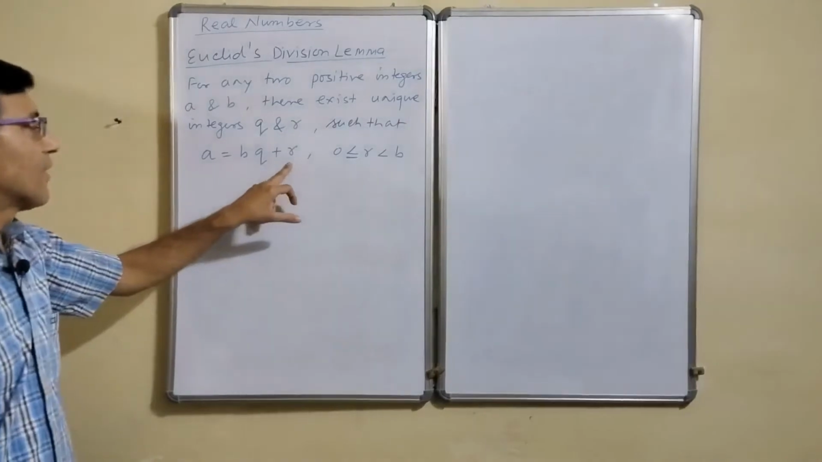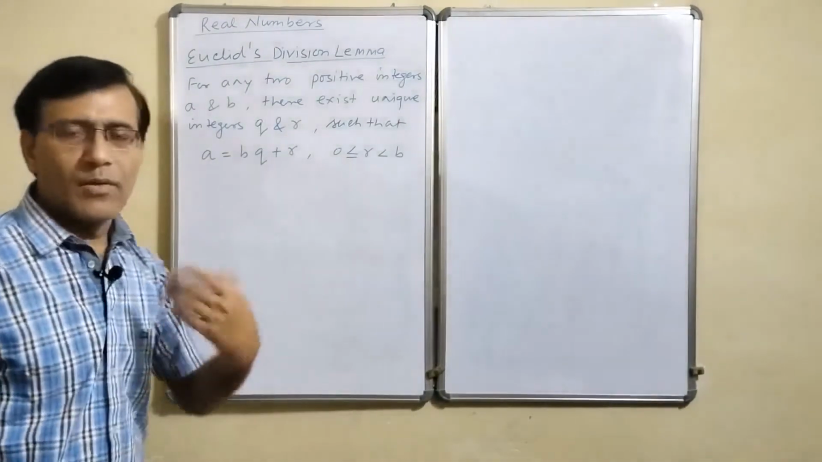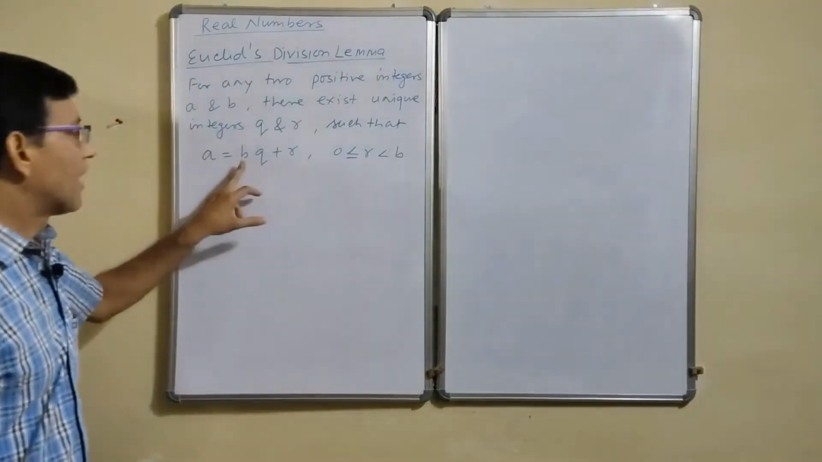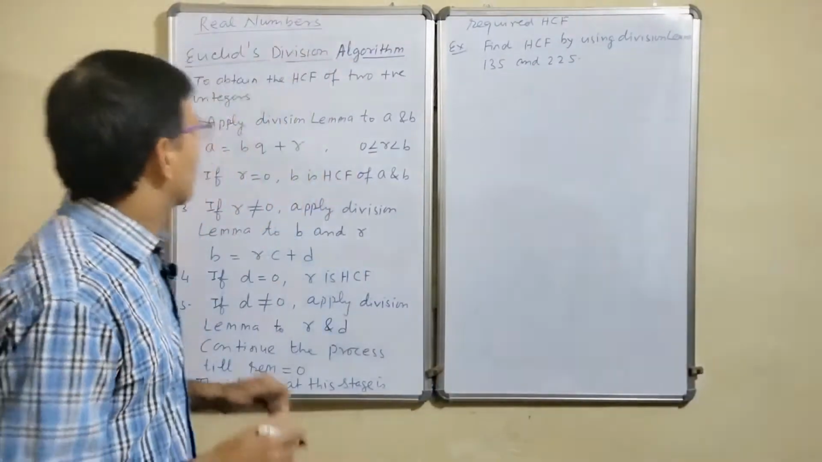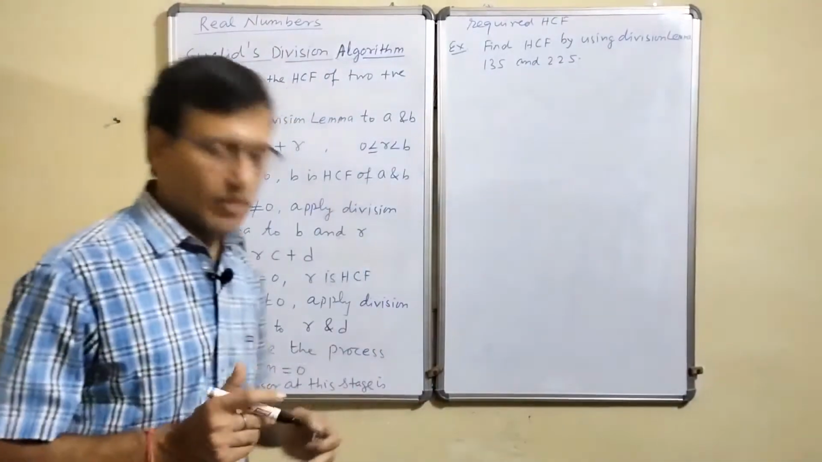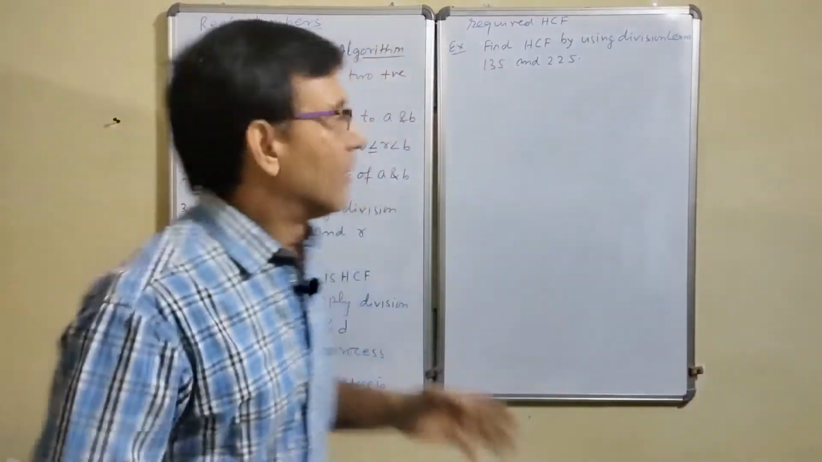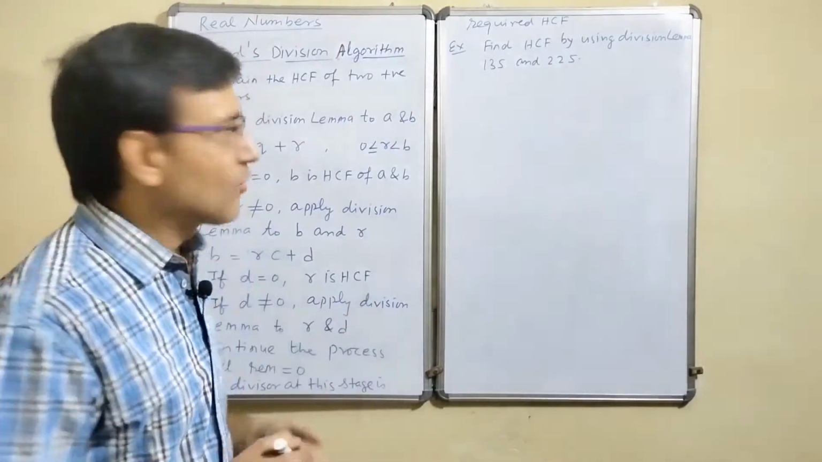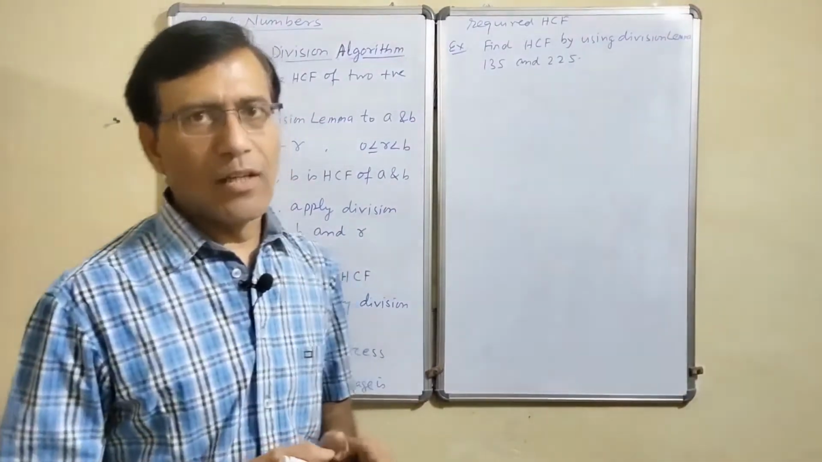And the condition for r, the remainder, is that it is equal to 0 or greater than 0, but always less than b. Always less than b. The next topic is Euclid's division algorithm. Actually, this is an application of the division lemma. To obtain the HCF of any two positive integers, we will apply the division algorithm.